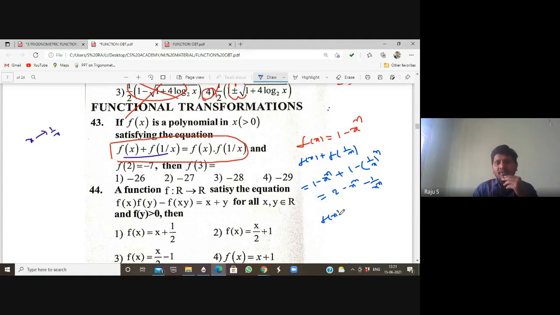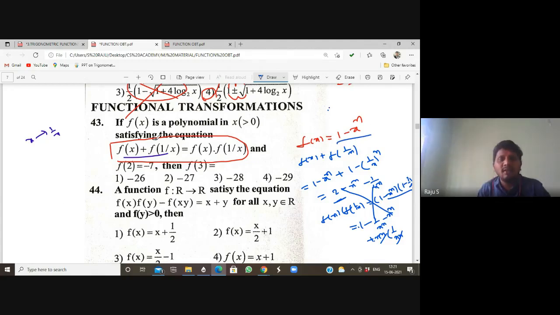In the same way, multiply f of x into f of 1 by x. So 1 minus x power n into 1 minus 1 by x power n. Multiply these two, you are going to get again the same, because minus into minus is plus, x power n into 1 by x power n gets cancelled, 1 plus 1 is 2, minus x power n, minus 1 by x power n. So clearly LHS equal to RHS when we take the function 1 minus x power n.